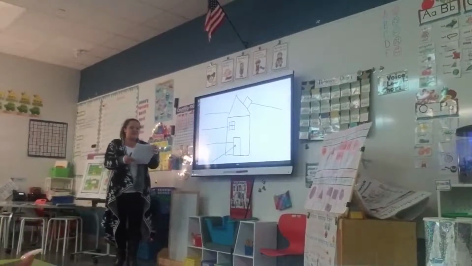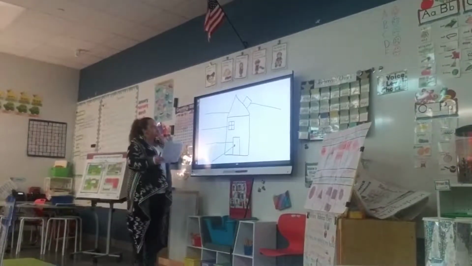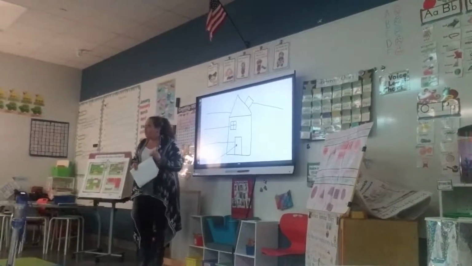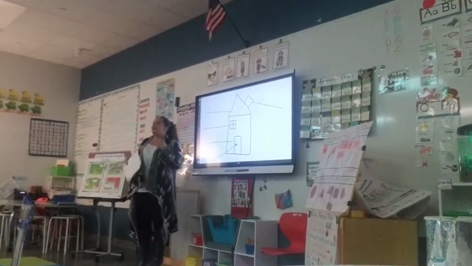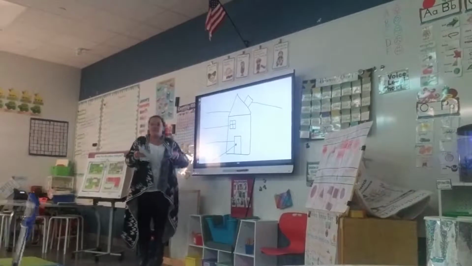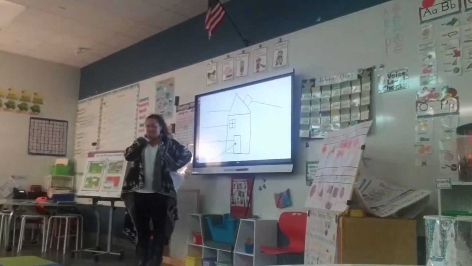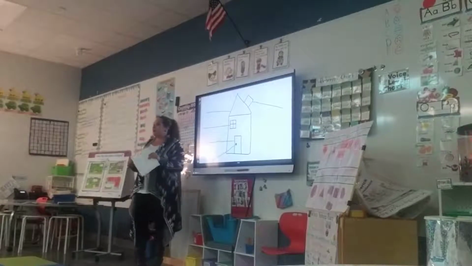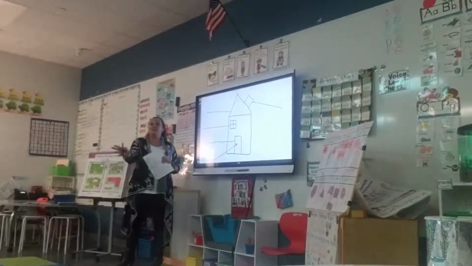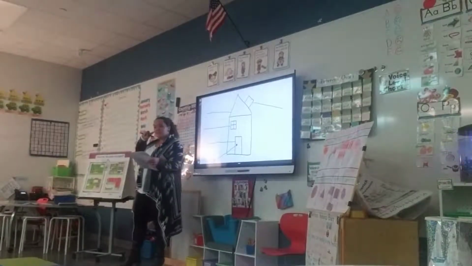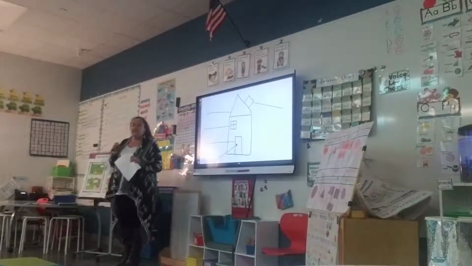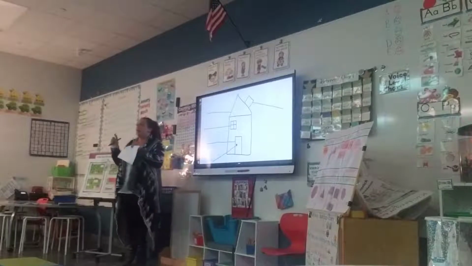Okay, so let me see. I think this line is pointing to the roof. Remember, it's my turn. This line is pointing to the roof. How do I write the word roof? I need to make sure I chop up the sounds and listen to my ears because they're my best friends. Let me listen and see what sounds I hear in the word roof. Roof.